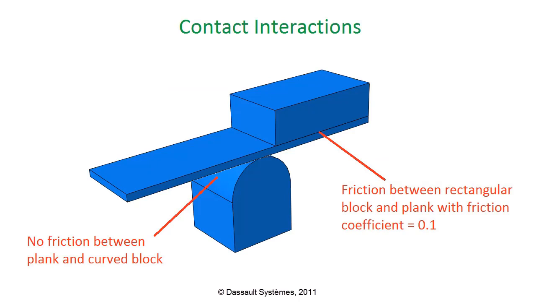We will have contact in two regions. The first is between the plank and the curve block. We will make this interaction frictionless. The second is between the rectangular block and the plank. Here we will specify a friction coefficient of 0.1 and we'll tell Abaqus it is isotropic, meaning that the friction coefficient is the same in all directions.